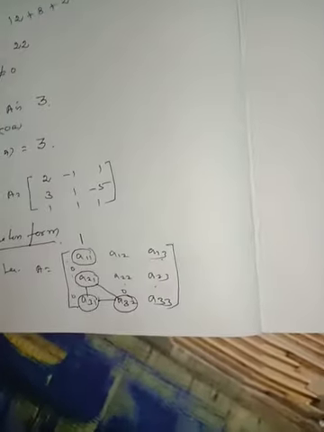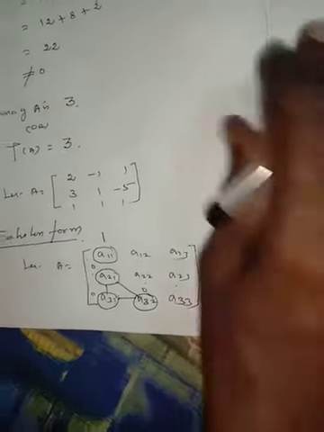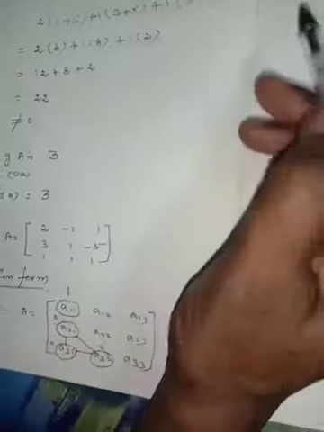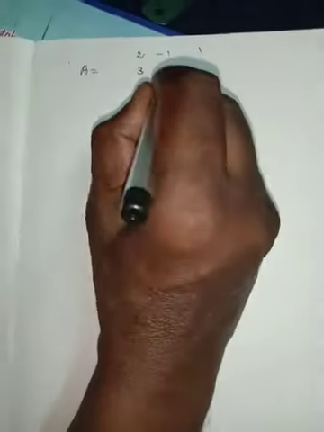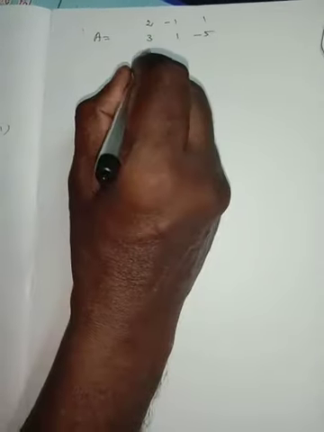Now we are going to take subdivision number 4, the same problem. Let capital A is equal to 2, minus 1, 1; 3, 1, minus 5; 1, 1, 1.